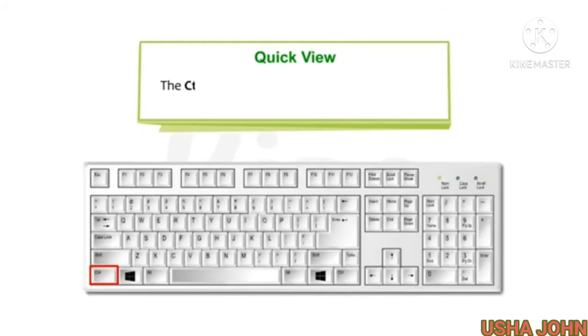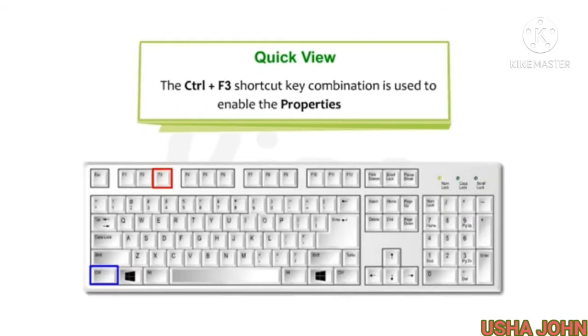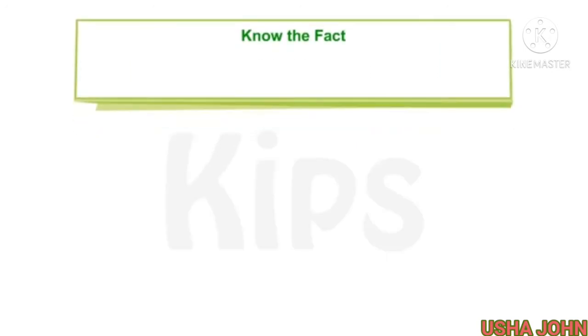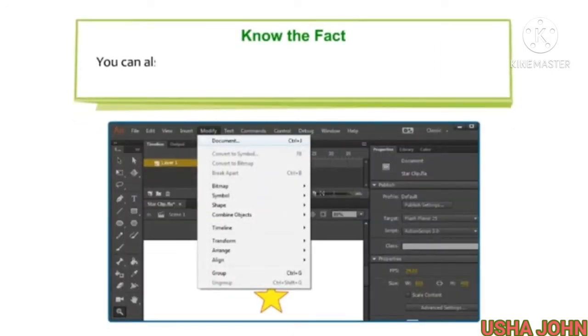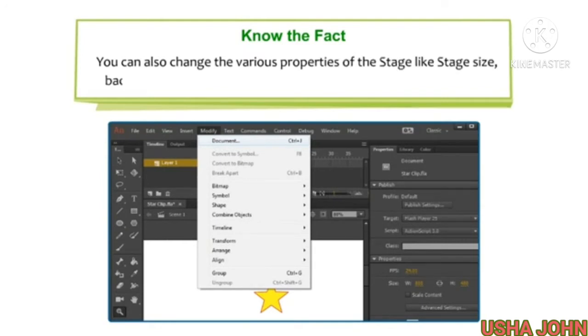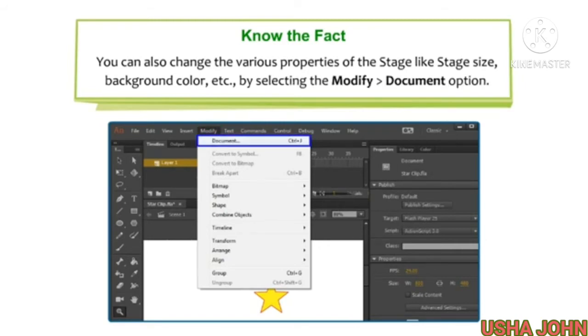Quick view. The Ctrl plus F3 shortcut key combination is used to enable the properties panel. Know the fact. You can also change the various properties of the stage like stage size, background color, etc. by selecting the Modify, Document option.